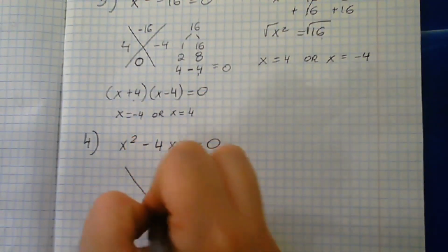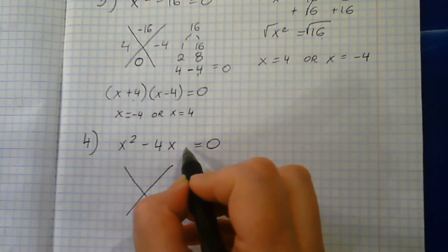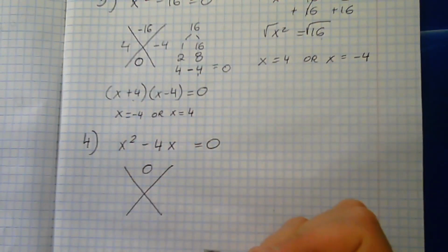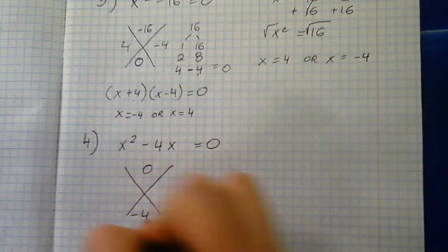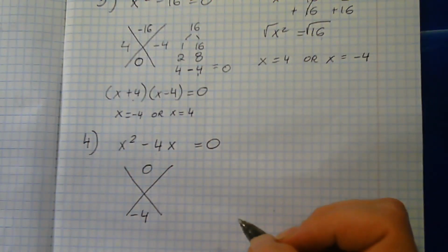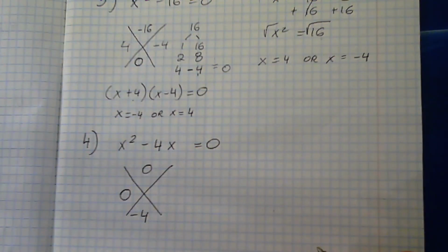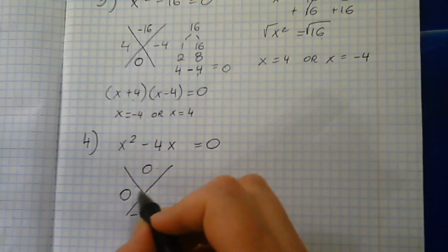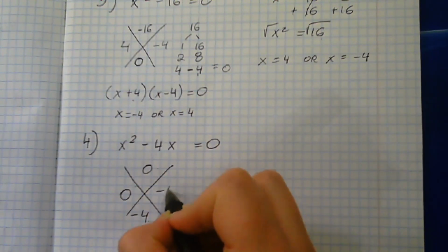Okay, let's try to use the diamond. 1 times 0, a times c is 0. And I have to add up to negative 4. Okay, again, when you multiply anything by 0, it's going to give you 0. What do you want them to add up to? You want them to add up to negative 4. That means the second factor has to be negative 4.